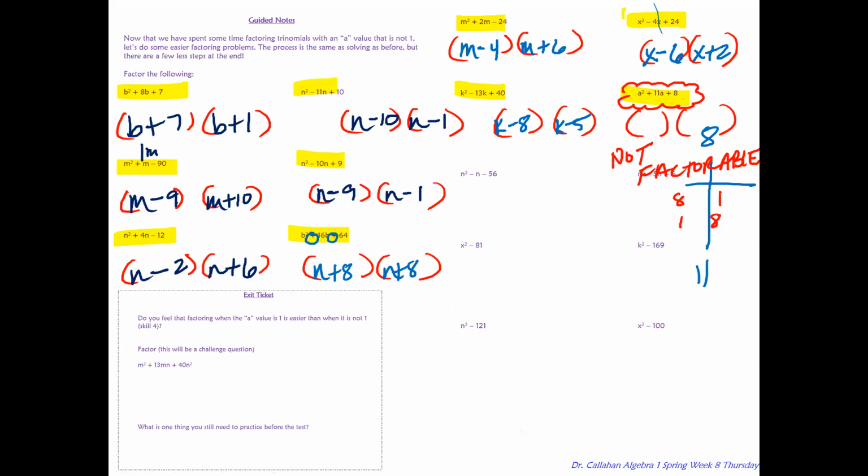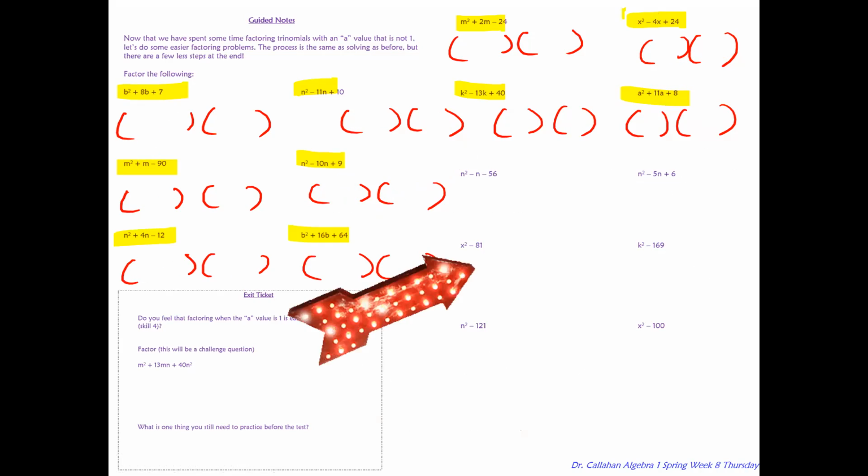Are your answers somewhat similar to mine, hopefully? Remember, the numbers had to multiply to get the last number, and you had to add the numbers together to get the middle number. Okay, so now let's take a look around this page right here. So we're going to be focusing on this area right there.